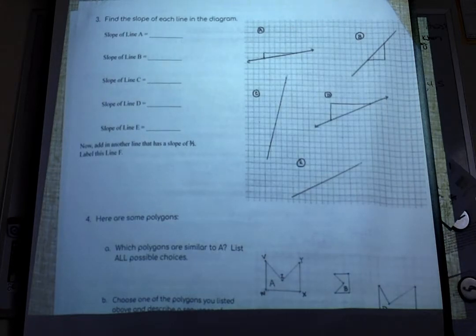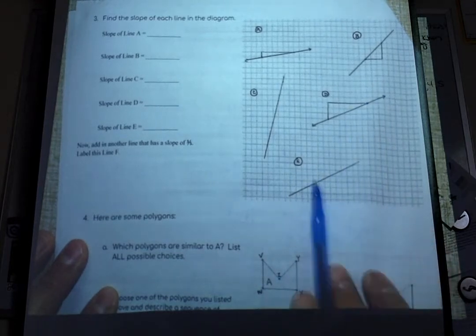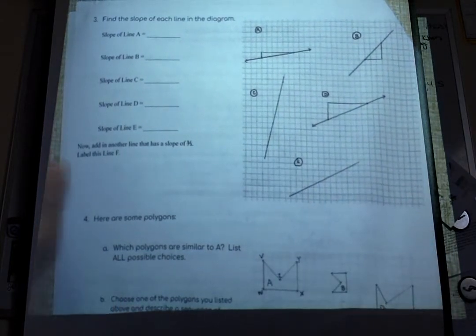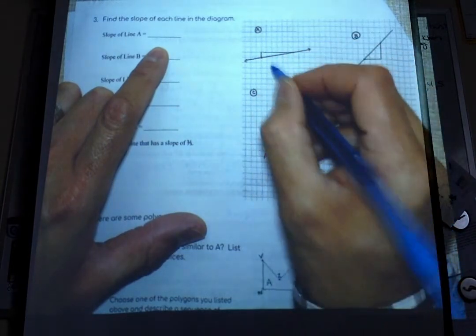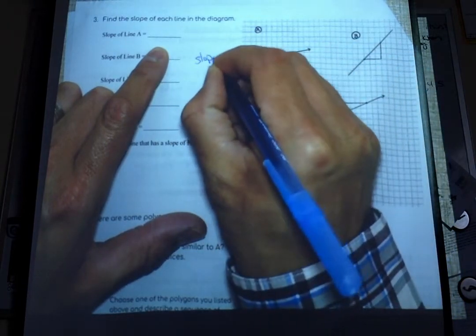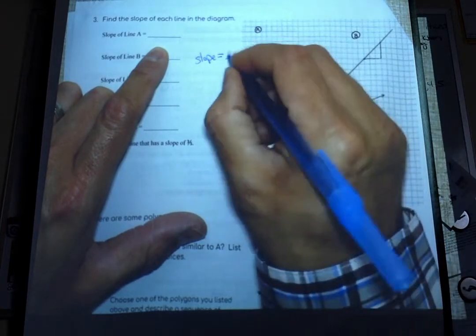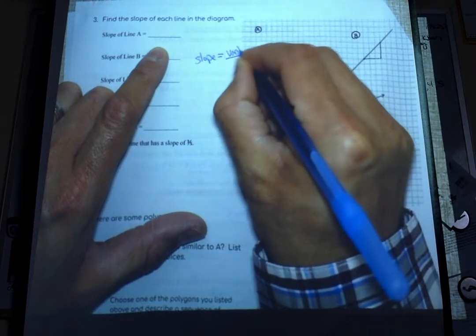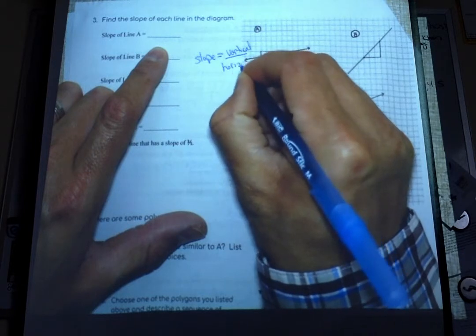So in number 3, it says find the slopes of each line in the diagram. So many of these have slope triangles already for us. So we can just use this, except for, I guess, C and E don't. But that's okay. We can make our own. So all of these, we're going to remember what we're going to be doing to find slope. Slope equals the vertical distance over horizontal distance.